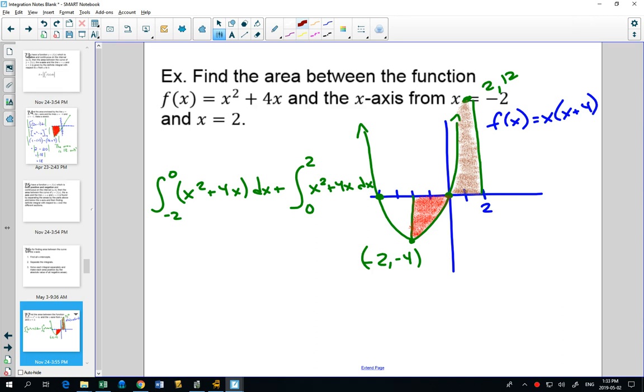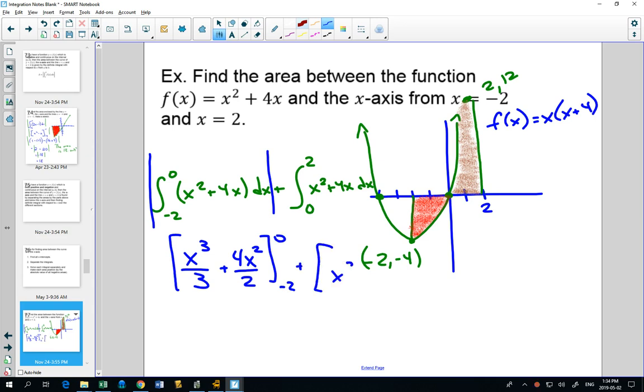Since I drew the picture, I already know which part is going to be negative. The part from negative 2 to 0 is going to be negative. So if I wanted to, right from the beginning, I could put absolute value bars around that section to make it positive. The integral of this is going to be x cubed over 3 plus 4x squared over 2. So we have it here from negative 2 to 0, plus we have the same thing, simplified, from 0 to 2. And again, I may add absolute value bars around that one.